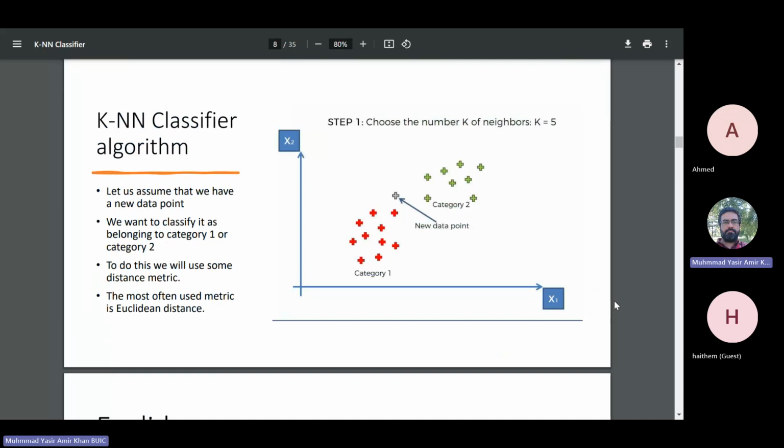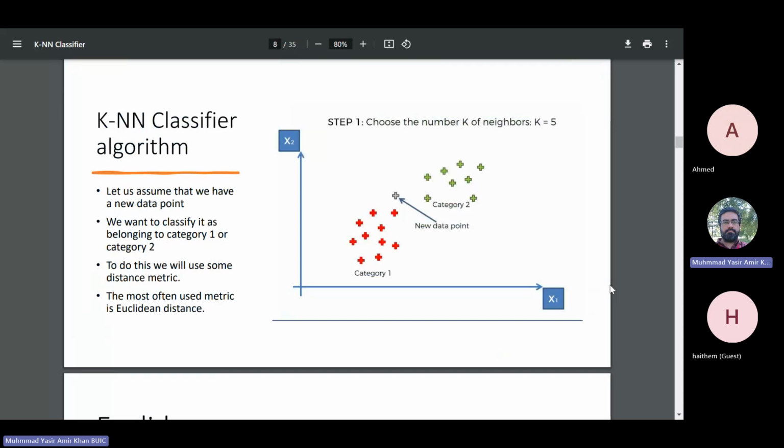To do this, we will use some distance metric, some criteria. Distance metric means that we will use some distance criteria. We will find the distance of this new data point from the rest of the data points. In today's topic, the KNN classifier, we don't have to calculate the distance from all the data points, but rather we focus on the neighbors, five of the neighbors. We will be finding the distance with the five neighbors. Most often the distance that we can use is called the Euclidean distance.